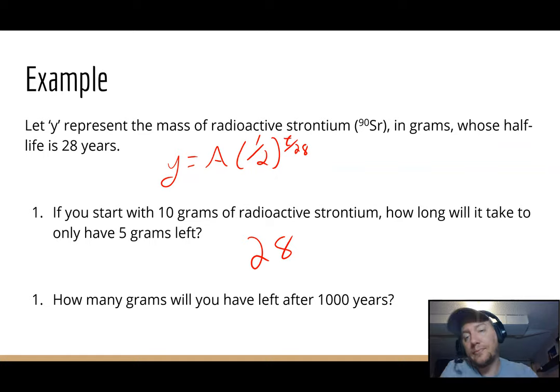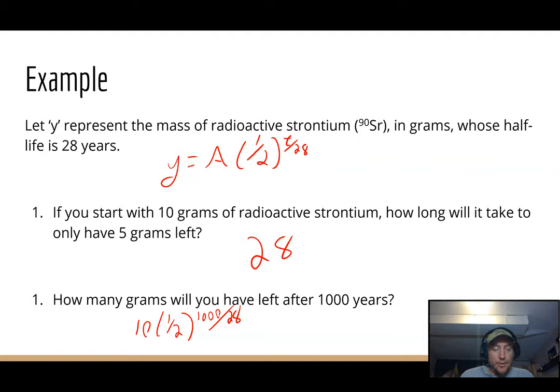Okay. Number two, you do have to throw it in your calculator. So if we start with 10 and it's been 1,000 years, then this is a calculator question. So can't do this one in your head. 10 times 1/2 to the power of 1,000 divided by 28. A very weird number. 1 point, I'm doing a little bit of rounding, 8 E negative 10. Remember, anytime you see an E negative on your calculator, that means a tiny, tiny, tiny, tiny number. That is scientific notation. So that stands for moving the decimal to the left 10 spaces.